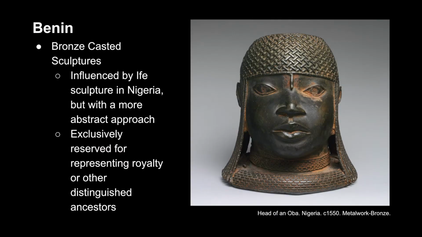Moving on to Benin, we see more bronze-casted sculptures. While influenced by the artwork coming out of Nigeria, these sculptures actually had a more abstract approach, particularly compared to the male portrait head that we saw in Ivory, Nigeria. It was much more naturalistic. Benin bronze sculptures were also exclusively reserved for representing royalty or other distinguished ancestors.